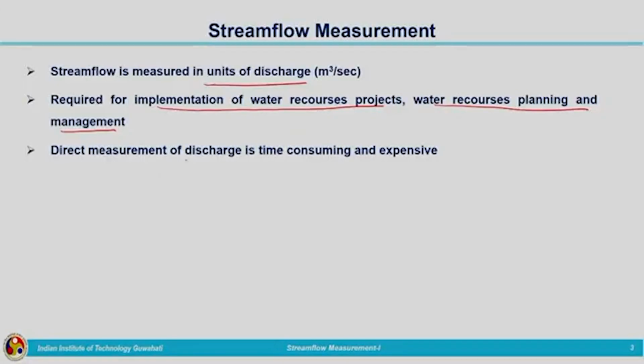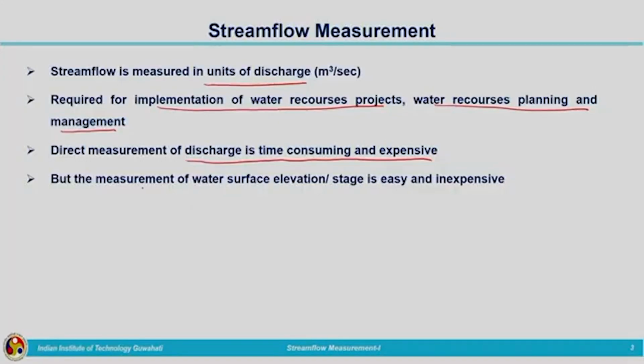So, direct measurement of discharge or stream flow is time consuming and expensive. Even though we need to have the stream flow measurement, the direct measurement is always very difficult and also time consuming. So, what will we be going for? We will be going for indirect measurement of stream flow. How can it be done? It can be done by the measurement of water surface elevation, that is less time consuming and inexpensive. Water surface elevation is also termed as stage.